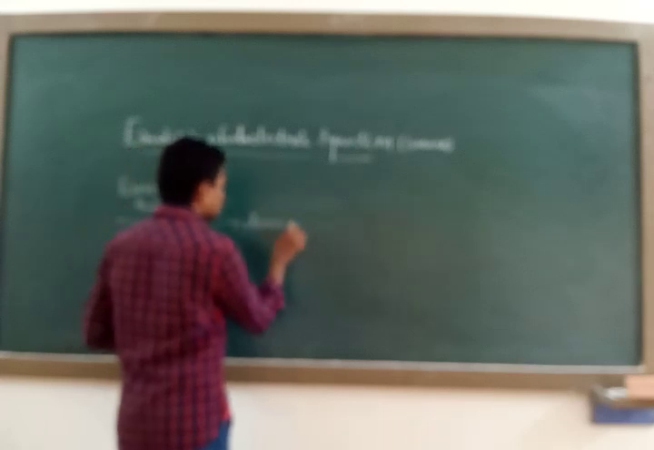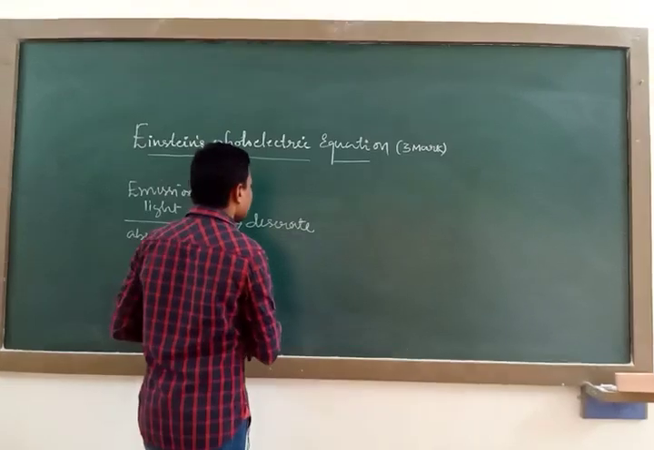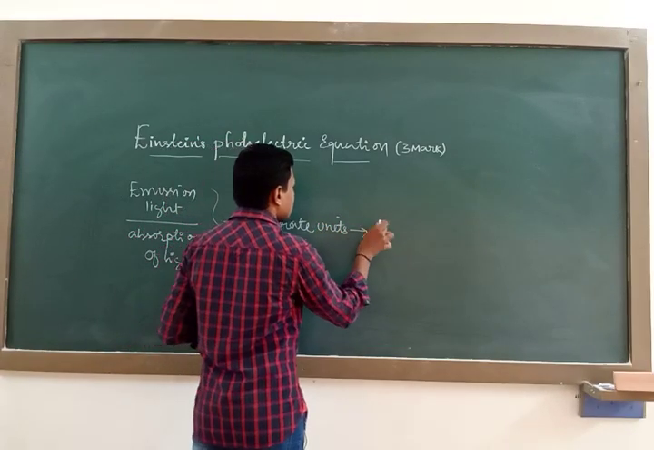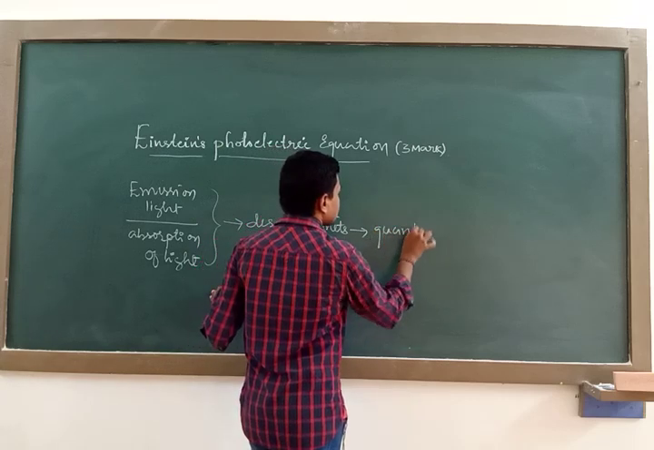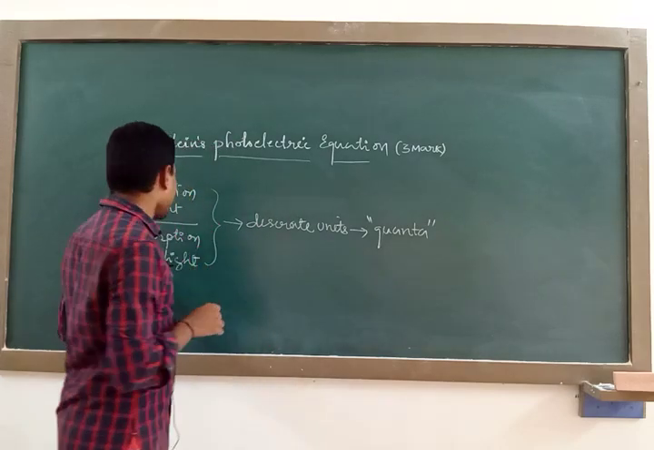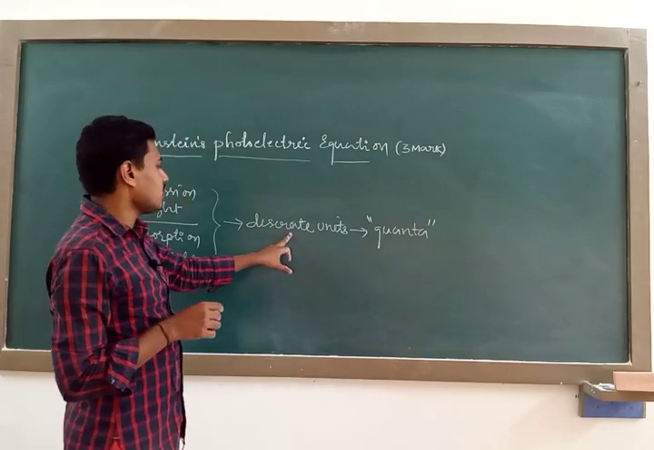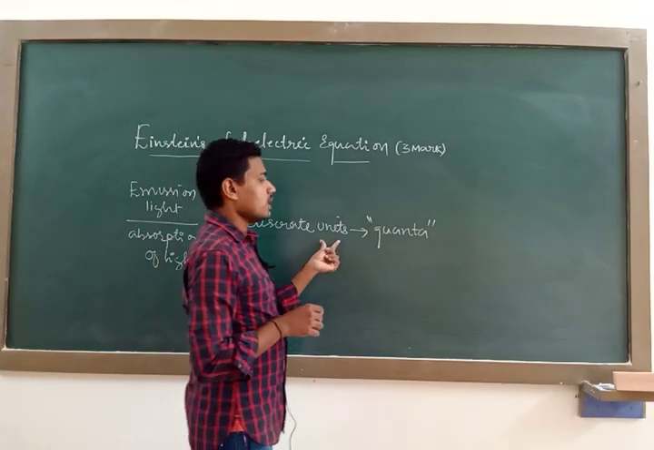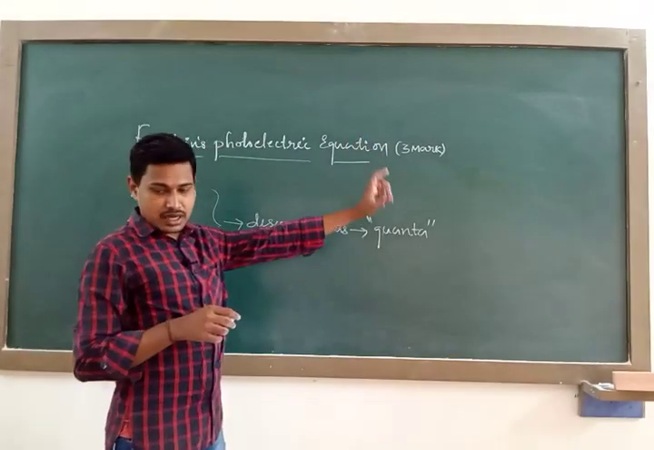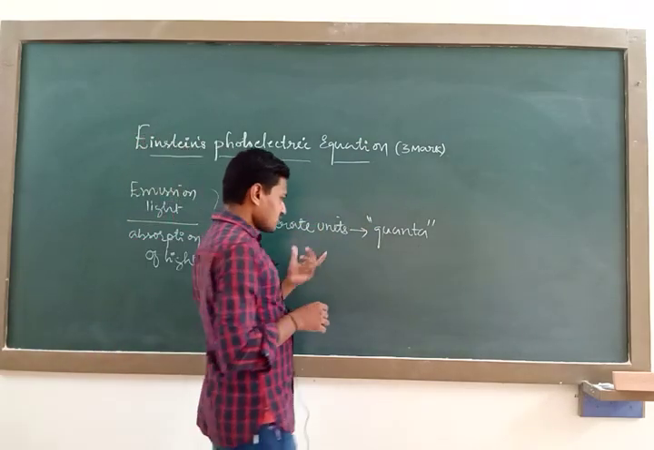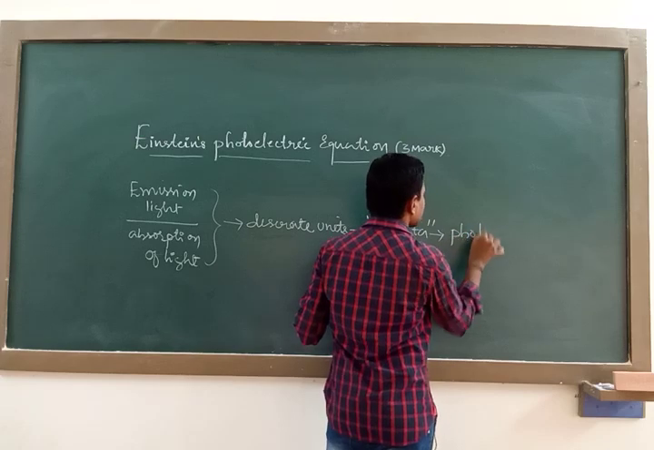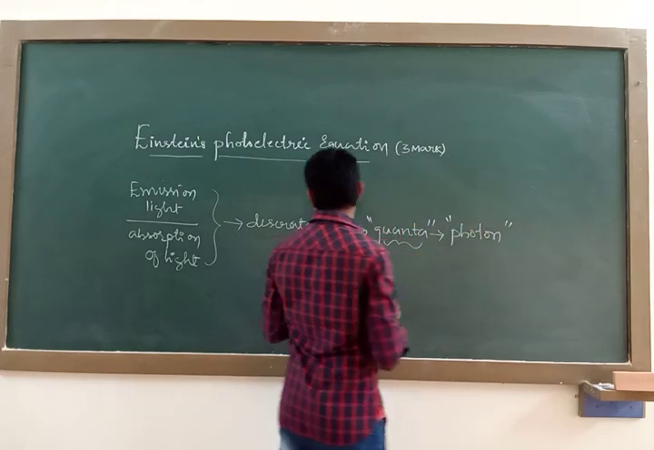This is very important. It takes place in the form of discrete units, and these discrete units are called quanta. Emission or absorption of light will take place in discrete units, and these discrete units are called quanta, and later this quanta was named as photon.